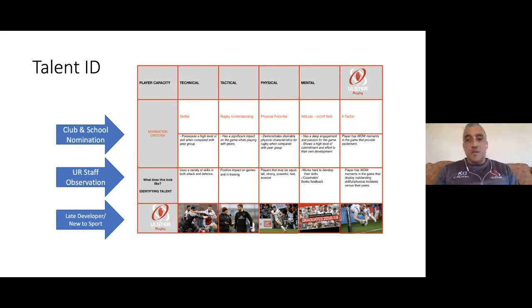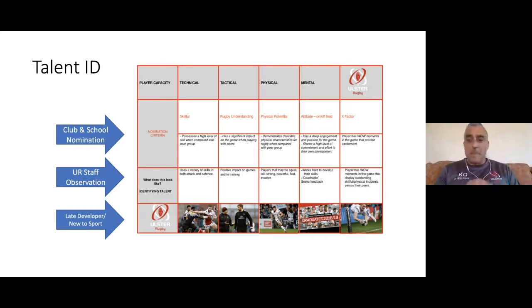So I think certainly on the skillful and the X factor, you place a lot of onus on those two things, because obviously a guy has to have a point of difference, his X factor, and the skillful thing, there has to be a foundation to build from. But there's a lot of room for movement within that rugby understanding and physical potential. So I hope I've explained that okay.